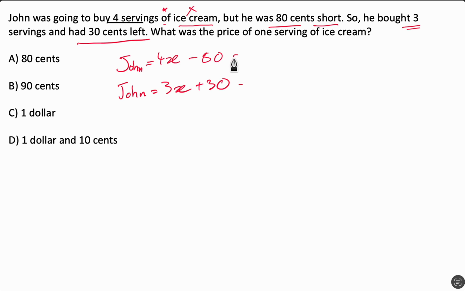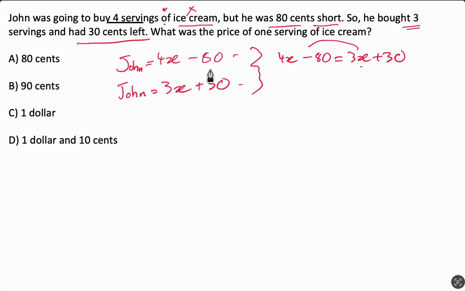Now X here represents the price of 1 serving of ice cream. So our goal is to find X. Both of these equations equal John. So instead of having them each equal to John, we set the first equation equal to the second: 4X minus 80 equals 3X plus 30, right? So now we set this equation up and we just need to solve for X.